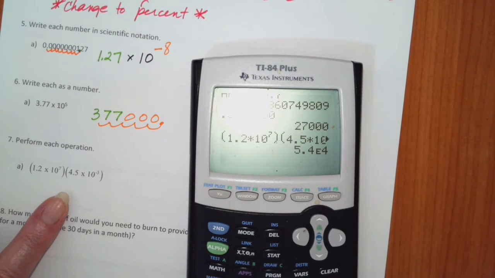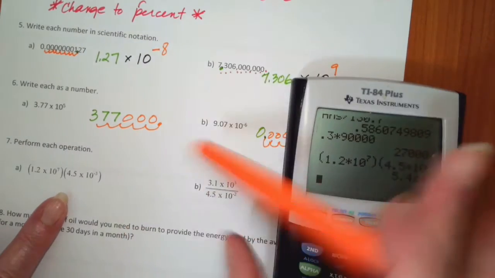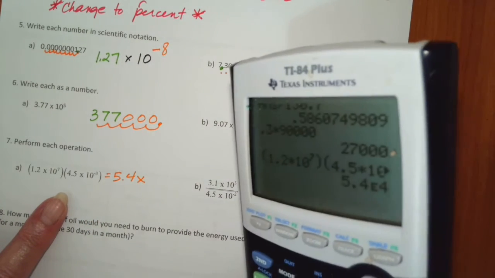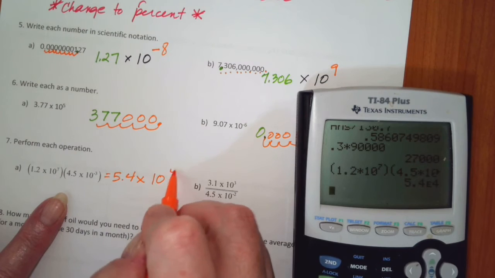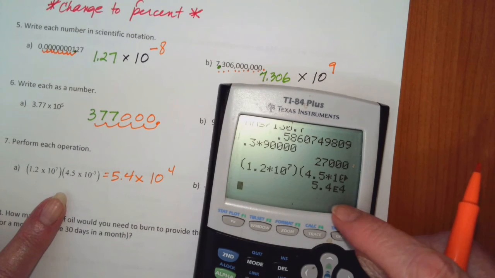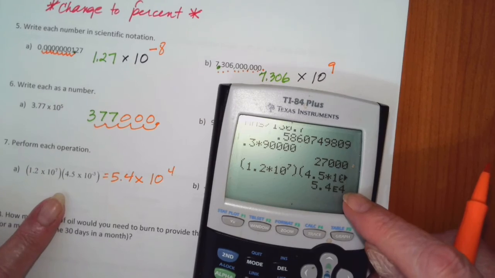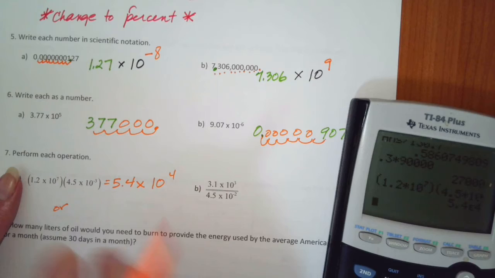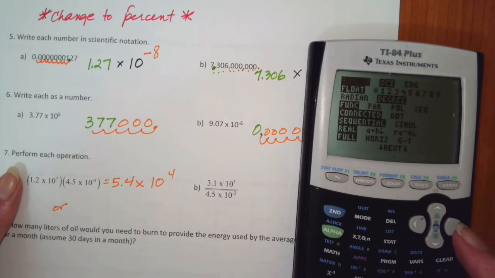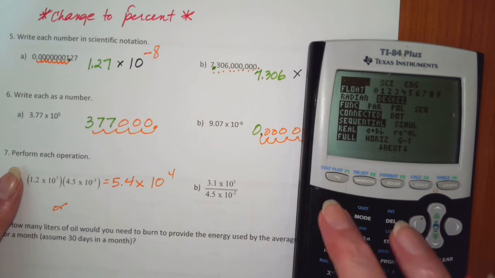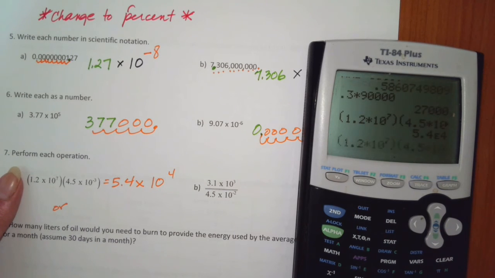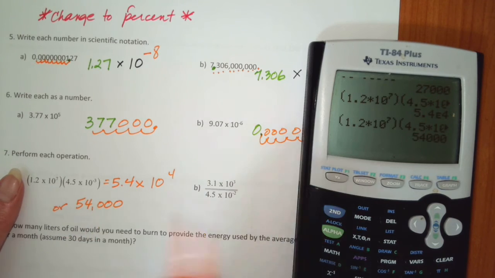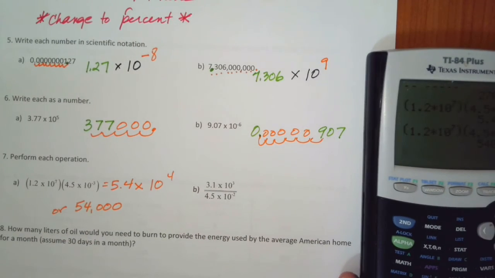And what do I get? I end up in scientific notation with 5.4 times 10 to the 4th. Remember that E4 means 5.4 times 10 to that exponent. Now, if I was asked to write this as a number, again, you could probably do it in your calculator. If I just switch back to normal mode, do the whole thing again, and I get 54,000. Read your instructions. What do they want you to do?